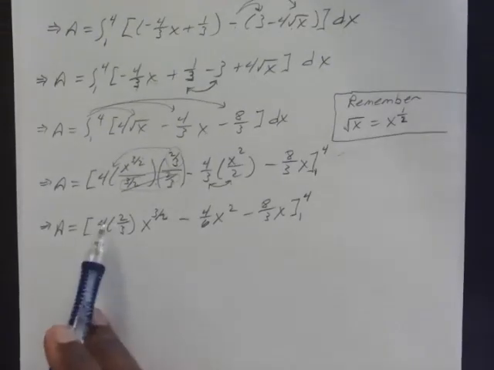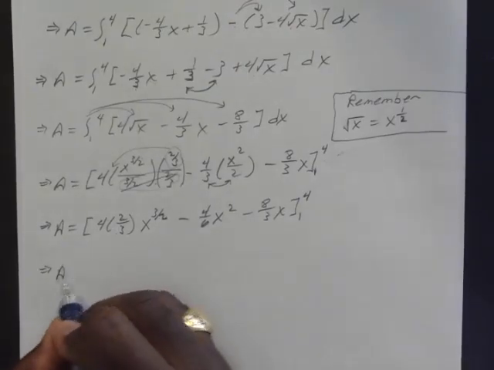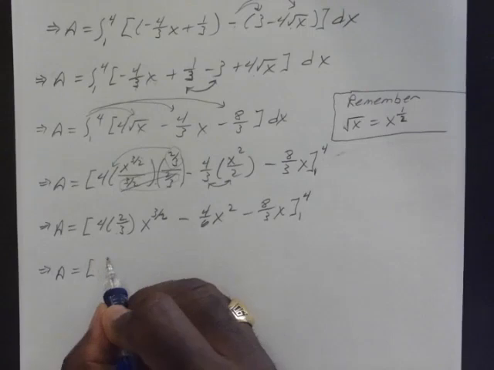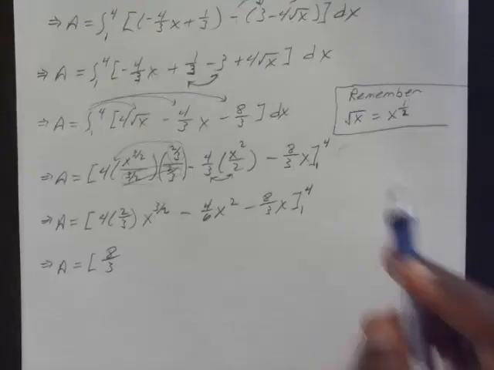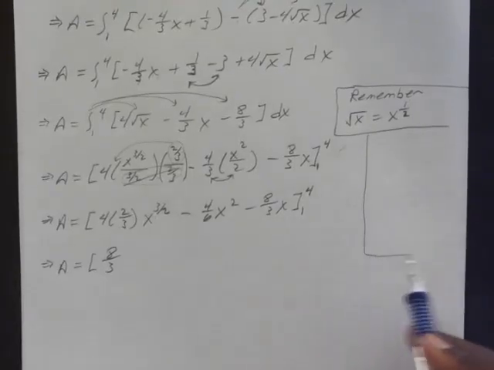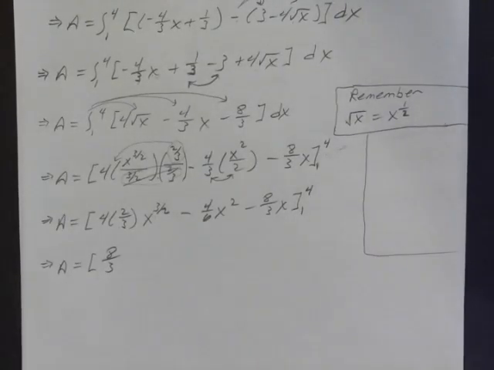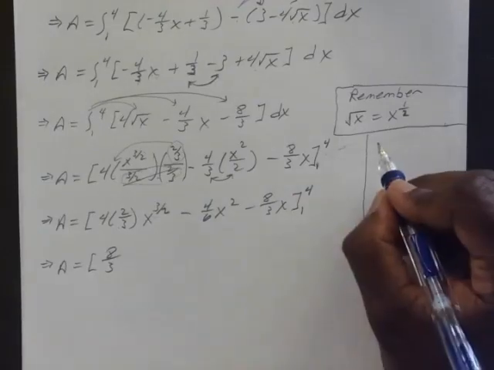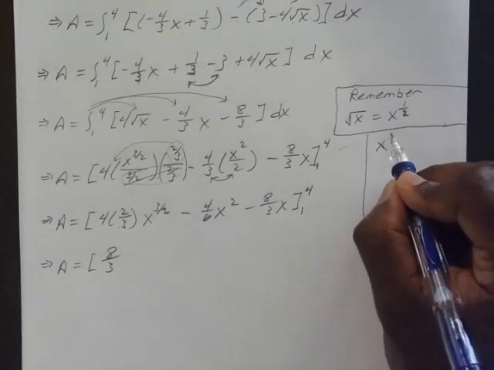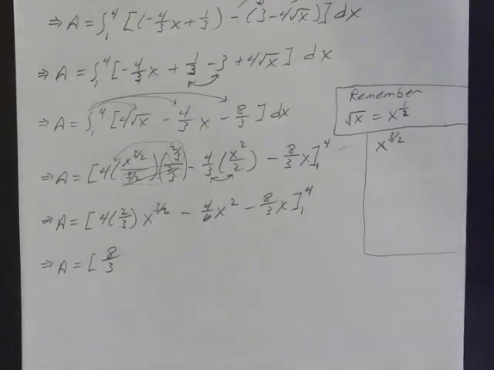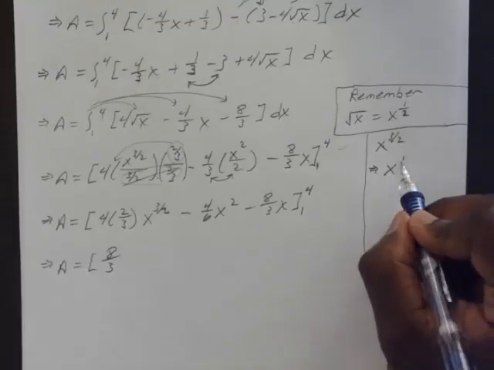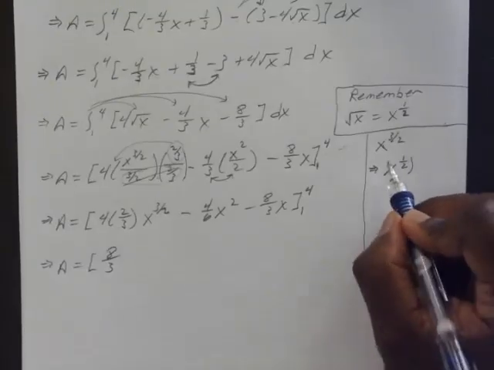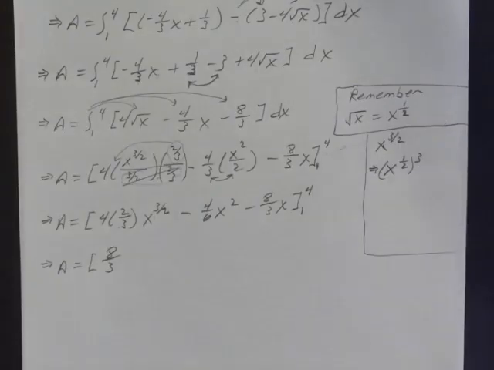All right, so this one, we could just have 8 over 3. We can go ahead and rewrite that. And that x to the 3/2 power, I'm going to rewrite that too, just to make it a little easier to work with. That x to the 3/2 power, you can rewrite as x to the 1/2 power cubed.